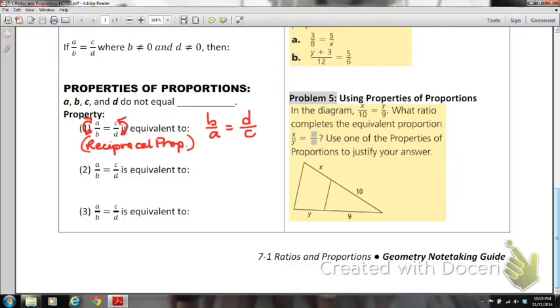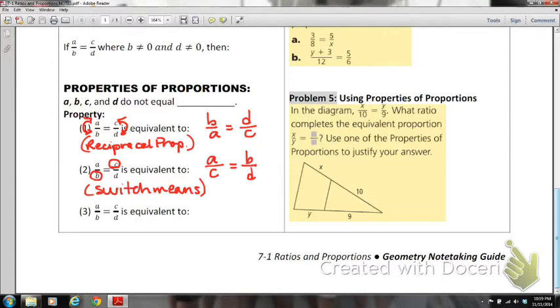And in property 2, A over B equals C over D is going to be equivalent to A over C equals B over D. So what did we do in this particular one? This one took the values that were in the means positions and switched them. So this is the property that allows you to switch the means.